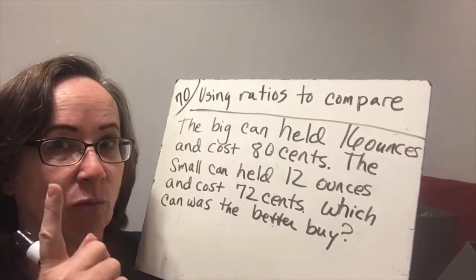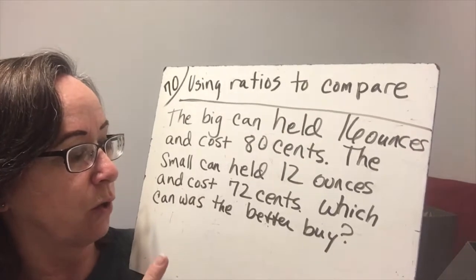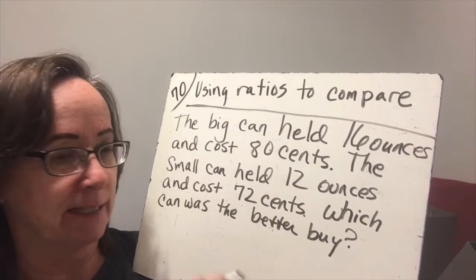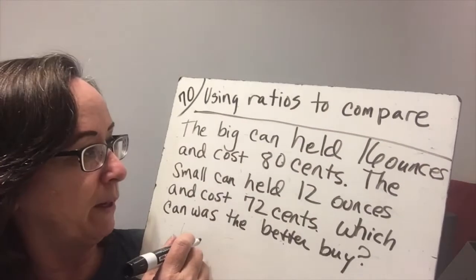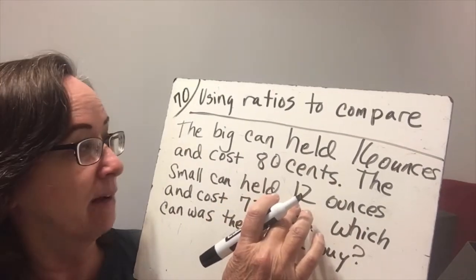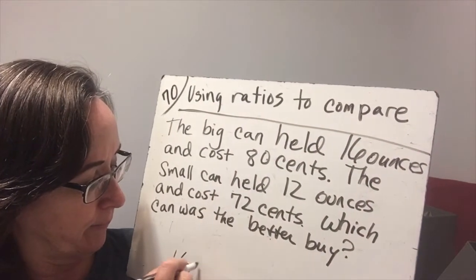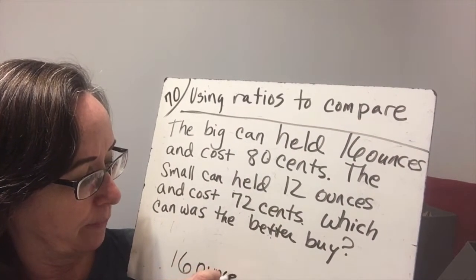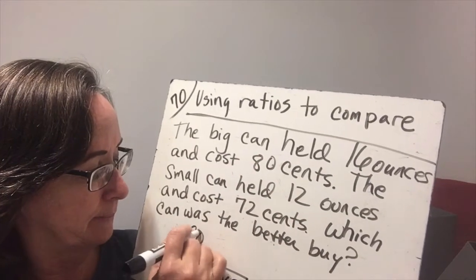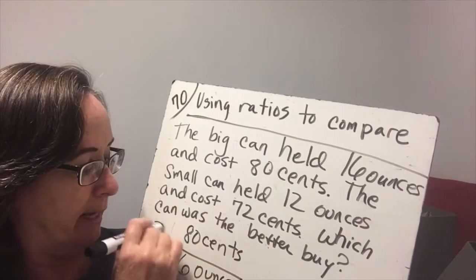We're going to get it down to 1 ounce. So we want 1 ounce on the bottom at the end. So we're going to find how many cents per ounce each can has. So we want to write the cents on the top and the ounces on the bottom. So here we had 16 ounces and 80 cents. Okay, so that was the big can.